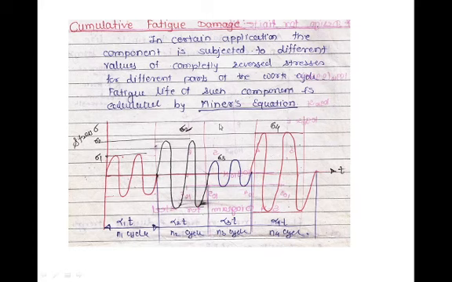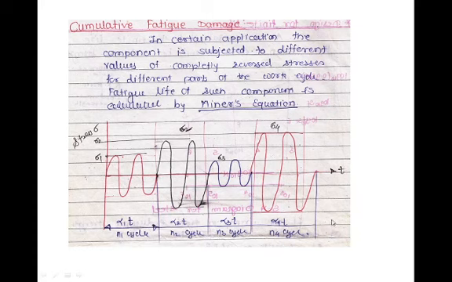What does it mean? That means if a shaft is there, on the shaft a force is being applied, the magnitude and direction of the force is going to change with respect to time, and the shaft is also rotating. Now each and every point on the circumference of the shaft will be subject to different stresses with respect to time, with respect to the rotation of the shaft as well. Now suppose it is being subjected to 4 different types of stresses, that is sigma 1, sigma 2, sigma 3 and sigma 4.